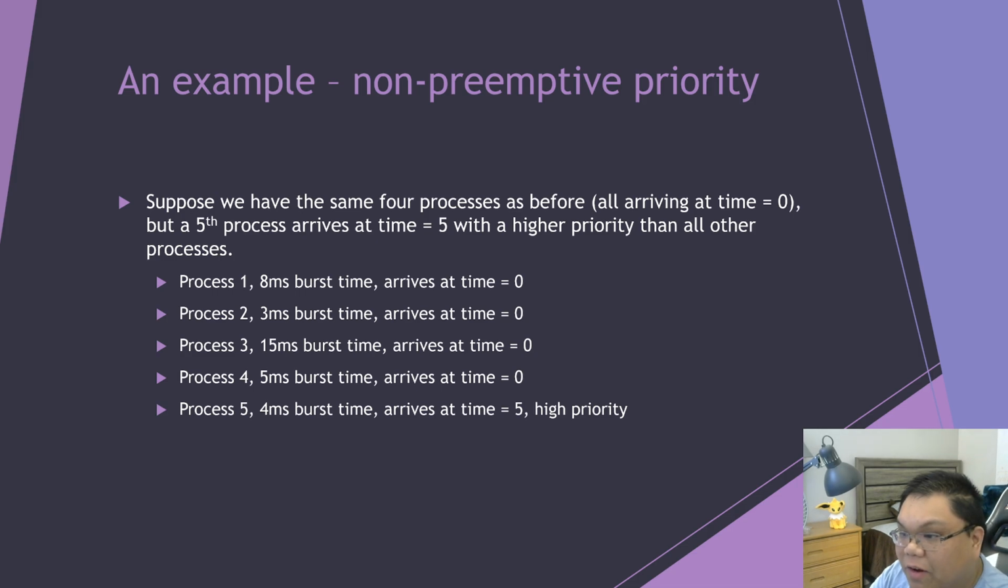Process 2 has a burst time of 3 milliseconds. Process 3 arrives with a burst time of 15 milliseconds. Process 4 is 5 milliseconds. They all arrived in that order at the same time. But at time 5, process 5 arrives with a 4 millisecond burst time with a high priority.